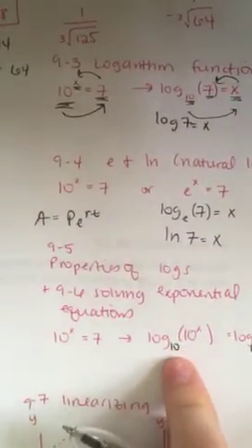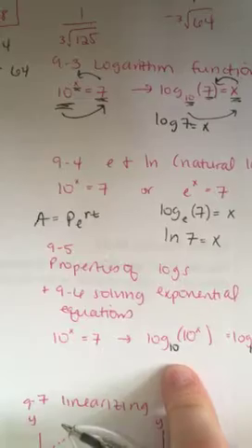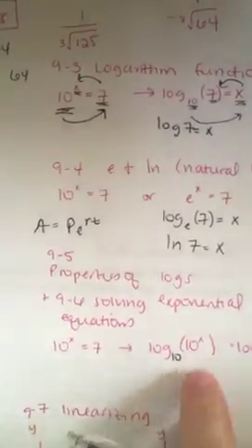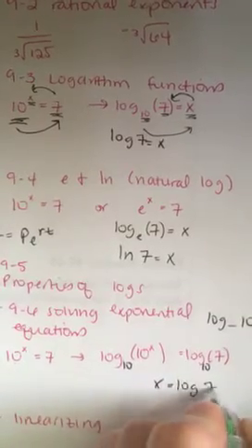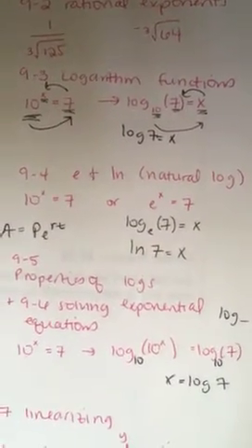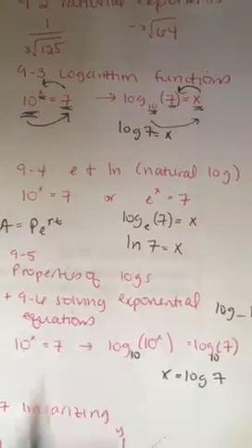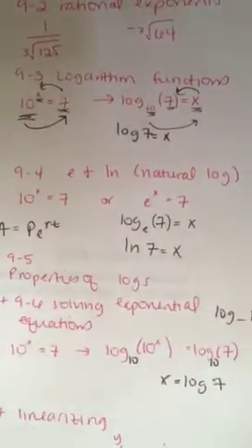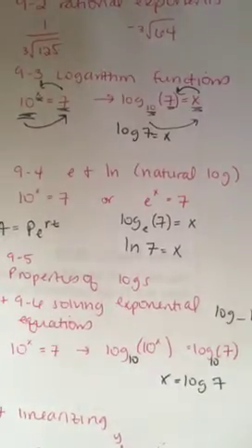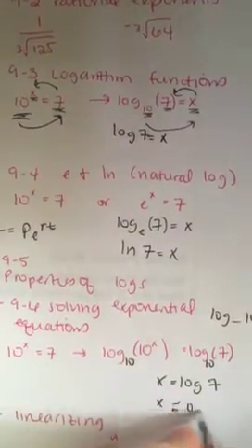Okay, but we know a special property. Log base 10 of 10 to the x is going to be just x. And then your calculator has a nice log button where you can do x is the log of 7. Log base 10 of 7. Whatever that decimal is. What is that decimal? Log of 7. So x is about 0.845.